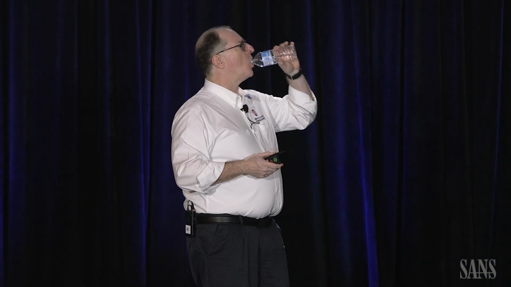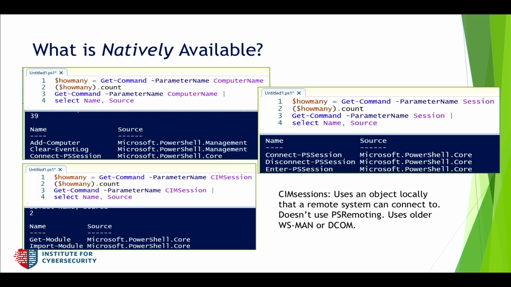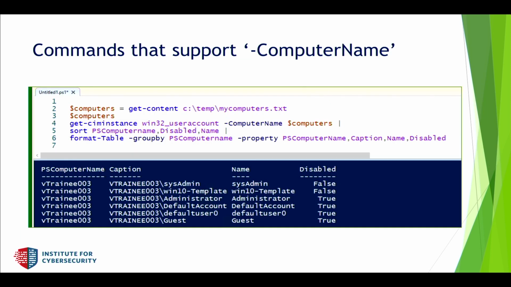What kind of things are recorded? What can you do to talk to boxes? There's a couple of ways. You can use commandlets that support the computer name parameter. There's a query of how to find that. I searched for that for all the commandlets installed. Tell me who has the computer name. Tell me who has the session name field. I can go ahead and use these, any function that has this.